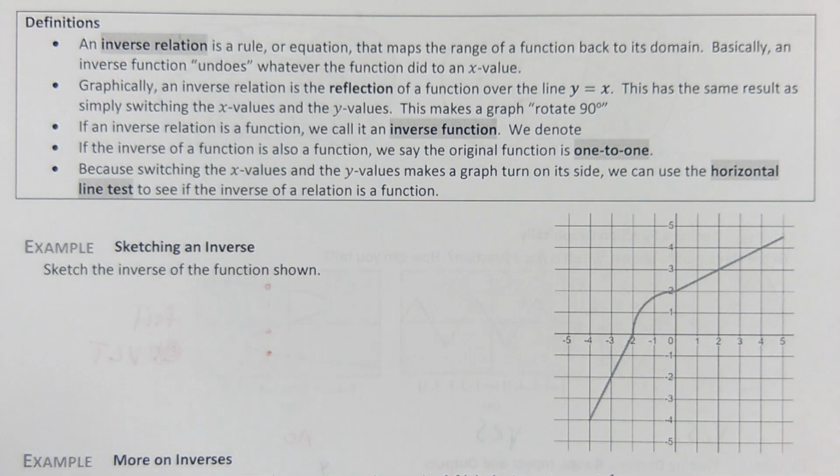An inverse relation is a rule, an equation, fingers crossed a function, you never know, that maps the range of a function back to its domain. What does that mean? Let me make up some numbers. If I have an equation, an f of x, a function in terms of x, and I plug in a number for x like 2, the equation does some math and a y value comes out. Let's just say it's a 5.